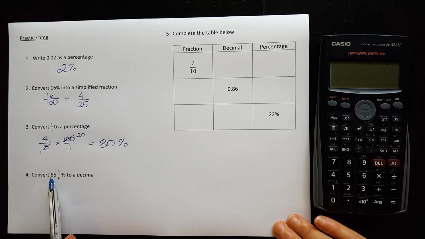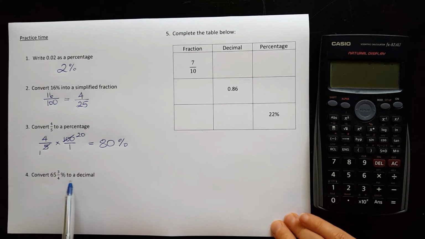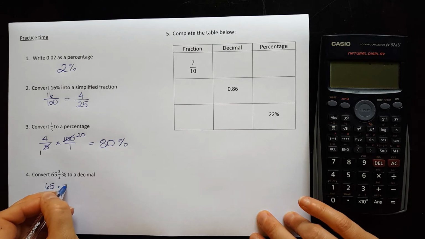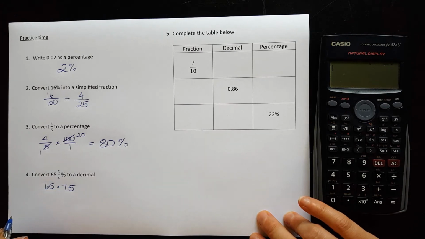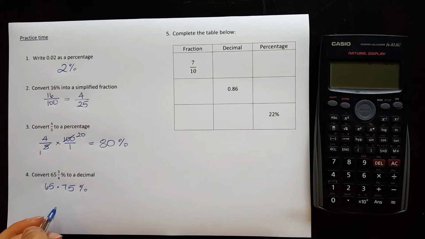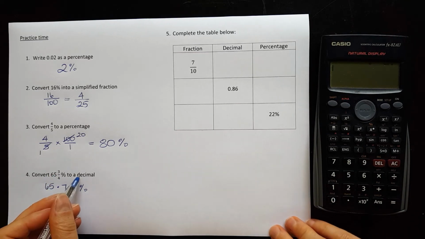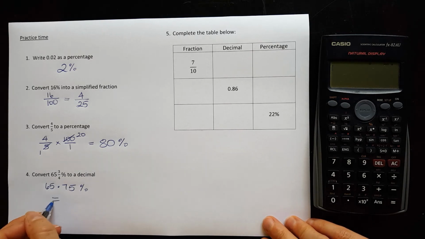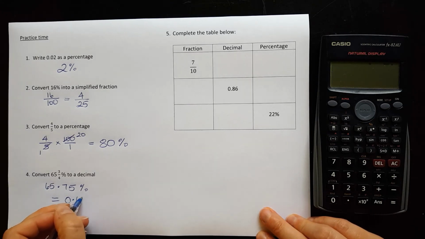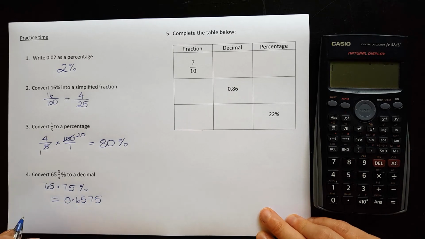Question 4, 65 and 3/4% to a decimal. So that is actually 65. 3/4 is the decimal 75, like that. So 65.75%. I'm just writing that fraction as a decimal there. But to make that a decimal, no longer a percentage, I need to divide that by 100, which means 2 jumps backwards would make that 0.6575 as a decimal.